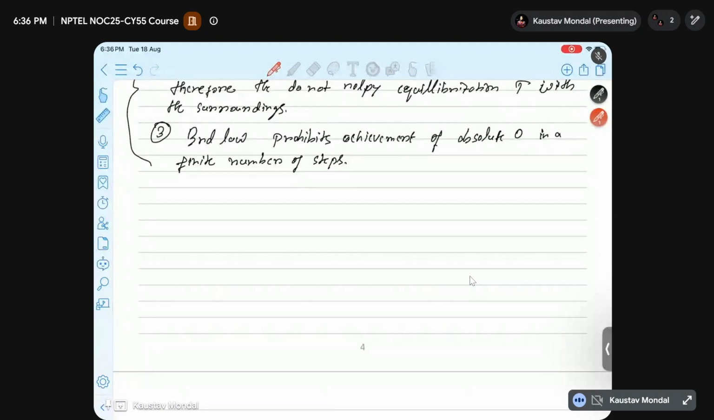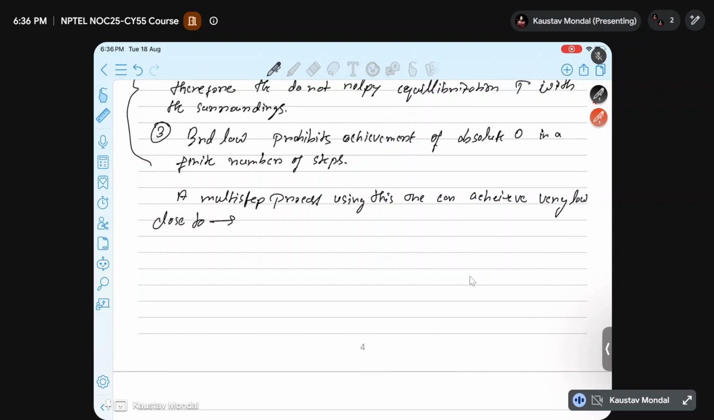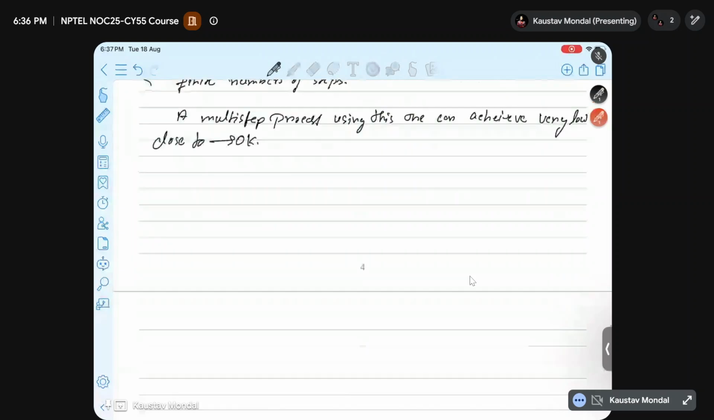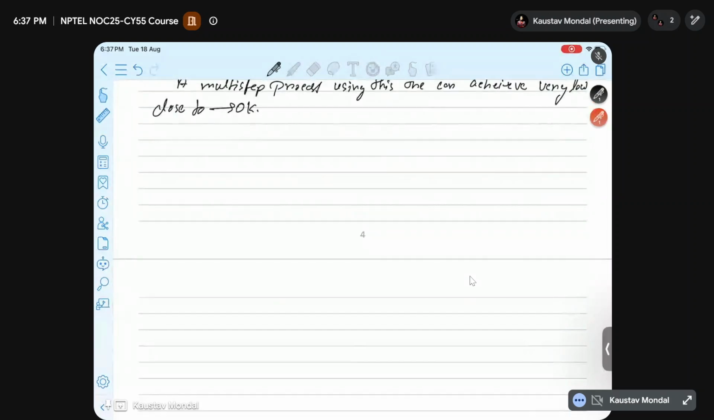We'll discuss a multi-step process. Using this, one can achieve very low temperature, close to 0 Kelvin. So first, how can we do that?